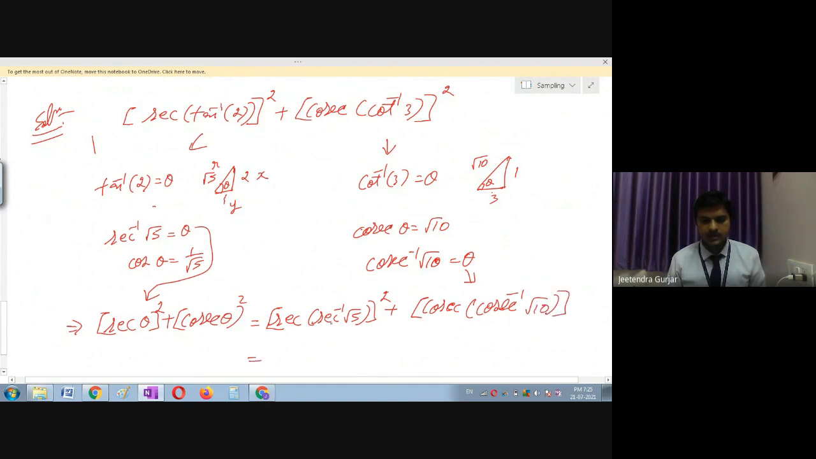Very easily you can simplify this one. So sec and sec inverse will get cancelled. This is root 5 square, plus here also cosec and cosec inverse will get cancelled. This is root 10 square. So easily you can take here 5 plus 10 is equal to 15. Very easily you can simplify this one.